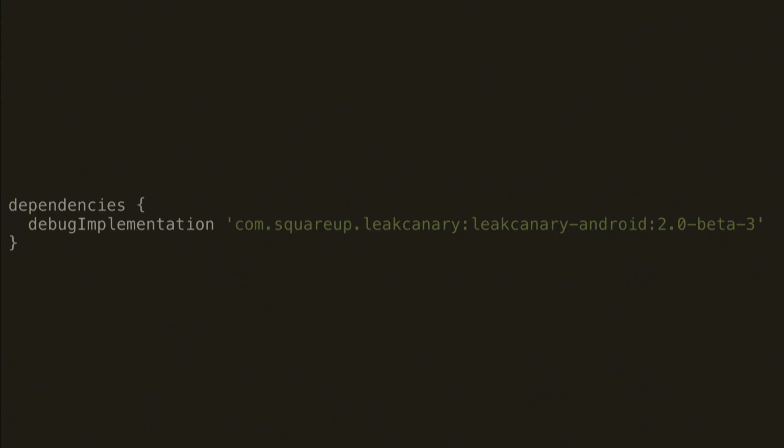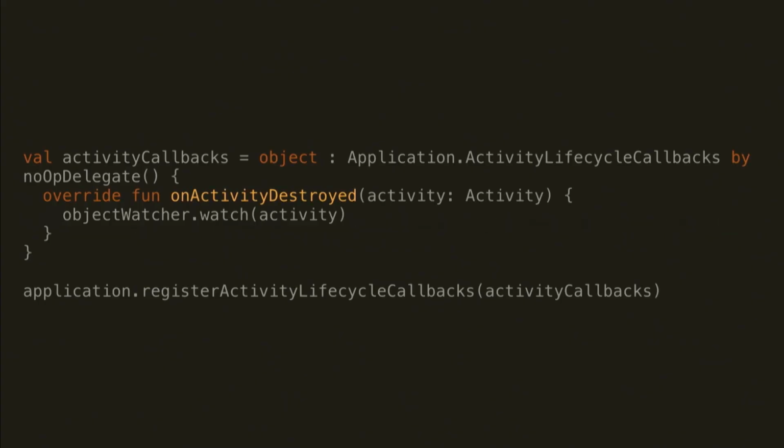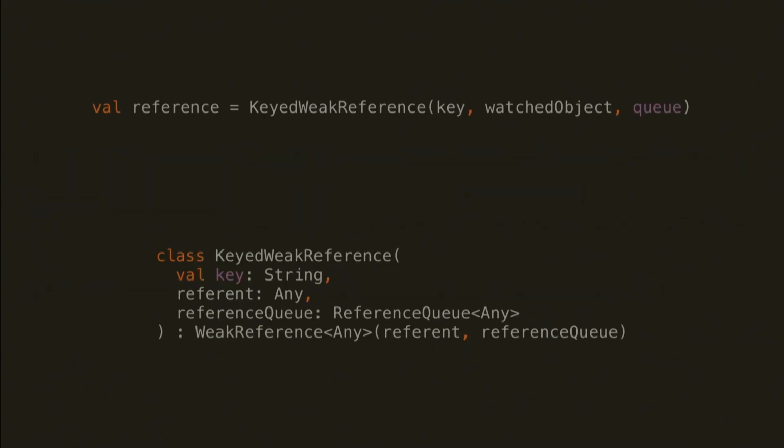It's using a content provider hack to bootstrap itself on app startup. Then it installs an activity lifecycle callback on the application class. Whenever an activity is destroyed, it passes that instance to an object watcher. The object watcher creates a weak reference to the activity instance, and that weak reference goes into a reference queue. If after a while the weak reference isn't cleared, the object is considered retained.